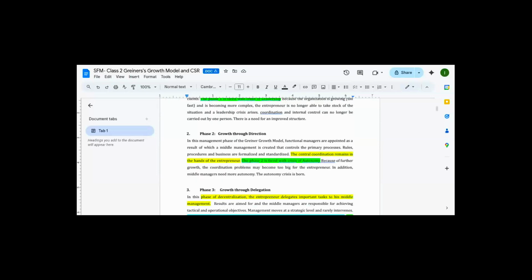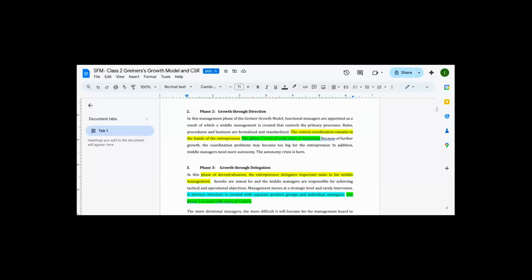If the company is fortunate to experience further growth and move to phase two, that phase two is called the phase of growth through direction. Why do we call it a phase of growth through direction? By now, you and I should know that we call it a phase of growth through direction because we are now having more formal structure. We are now having more delegation of tasks and units.